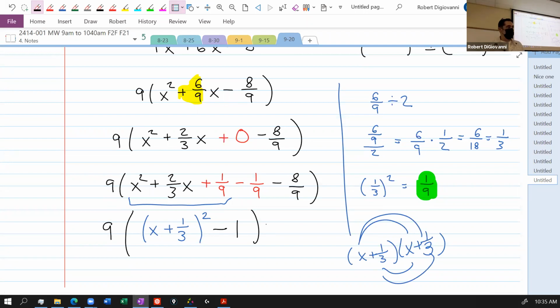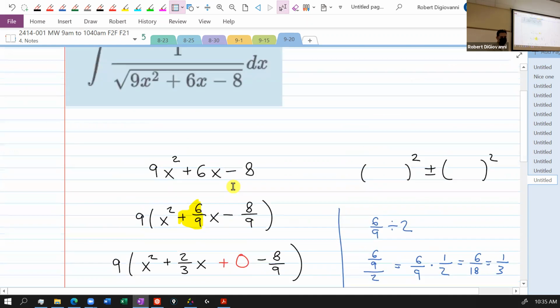Completing the square. Go back. You're going to have to review, I think. All right, so there we go. Yes? Back to the original problem.